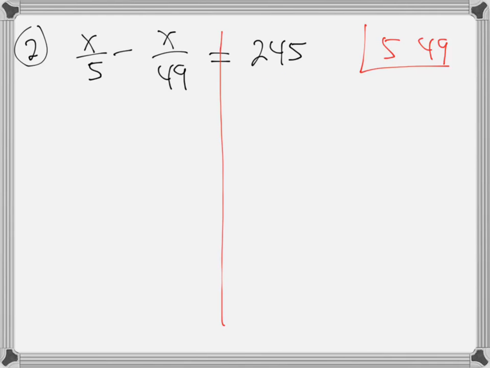What goes into 5 and 49? Nothing. So you just times them. They are the numbers. We are done there. There's nothing that divides in it. Just multiply 5 times 49. Isn't it 245? So it is. Which is kind of weird because there's a 245 on the right side.